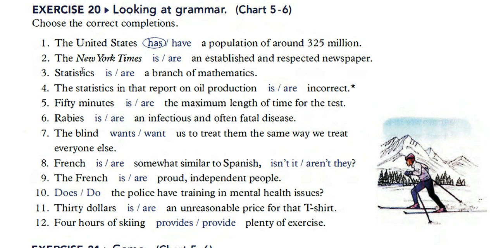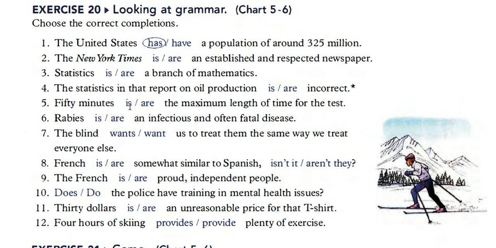Statistics is: we say that any word that ends with ICS is about a science, and it's one science. That's why we keep the verb is. We have here, statistics in that report on oil production are. Why here? Because statistics here is not a science. It looks like graphs, a lot of graphs or diagrams drawn for that report. So that's why we understand that is is incorrect. It's not one, there are many.